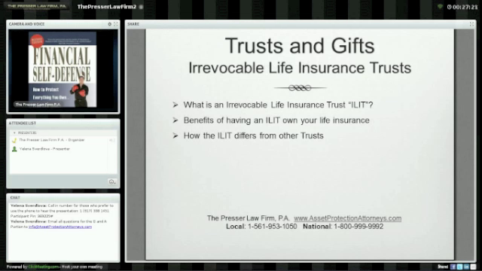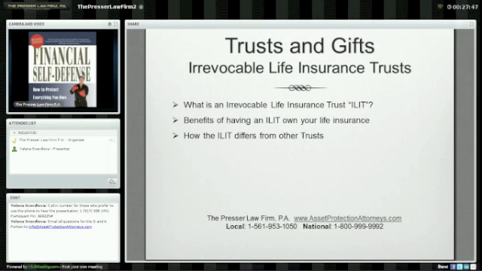I want to touch briefly just on irrevocable life insurance trusts because so few people know about them. First of all, what is an irrevocable life insurance trust? An irrevocable life insurance trust is really not too different than a regular irrevocable trust, although it's normally used to hold a life insurance policy. And it's set up just like a normal irrevocable trust. There's a settlor or a grantor, there's a trustee, and there's a beneficiary.